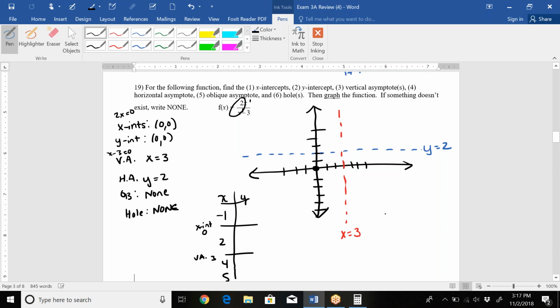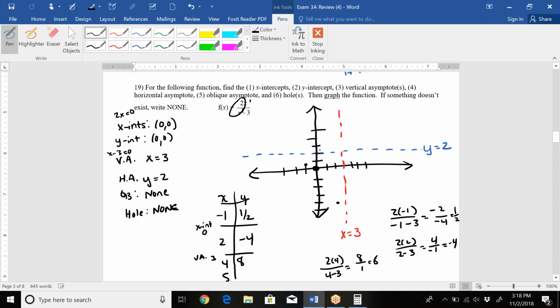And we're going to plug them back into our original or reduced equation, depending on if you had anything that reduced. So that would be that, because it's 2x over x minus 3. So that's -2 over -4, which is 1/2. So we'll plot that point right there. And then 2 times 2 over 2 minus 3 is 4 over -1, so that's -4. So 2 and then down 4. And then we'll do 2 times 4 over 4 minus 3. That's 8 over 1, which is 8.